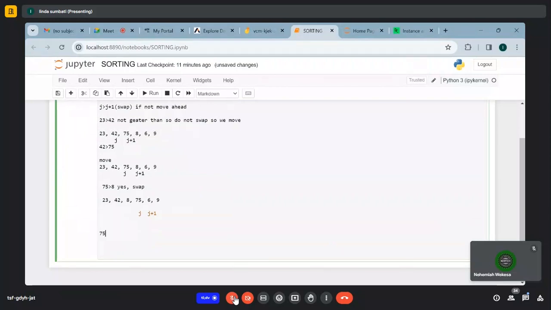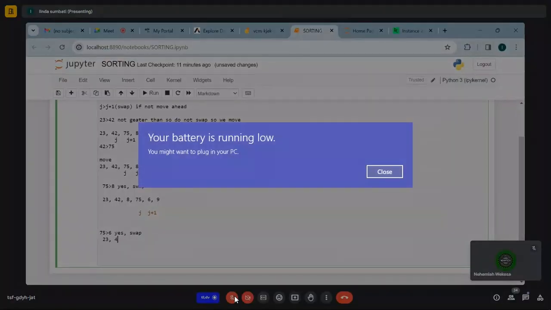So is 75 greater than 6? Yes. So you swap. So you have 23, 42, 8, then 6, then 75, then 9. Who is not getting it? Then you repeat the same thing, like it's bubble sort. We want the biggest element to go to the end on the right, and the smallest element to go to the left, like we want to sort this in ascending order.